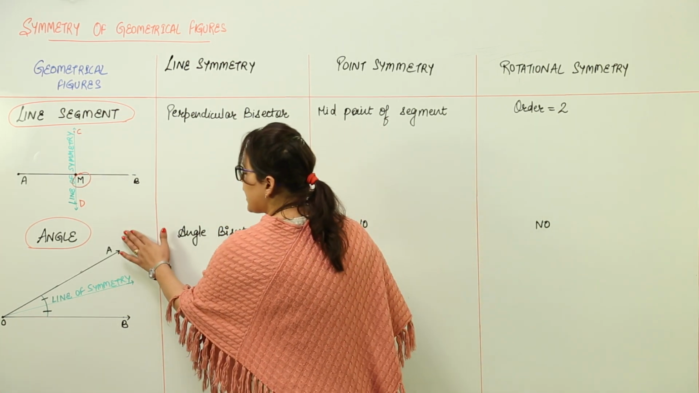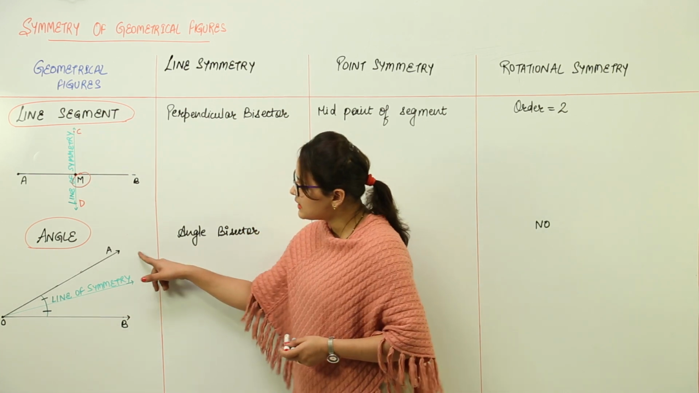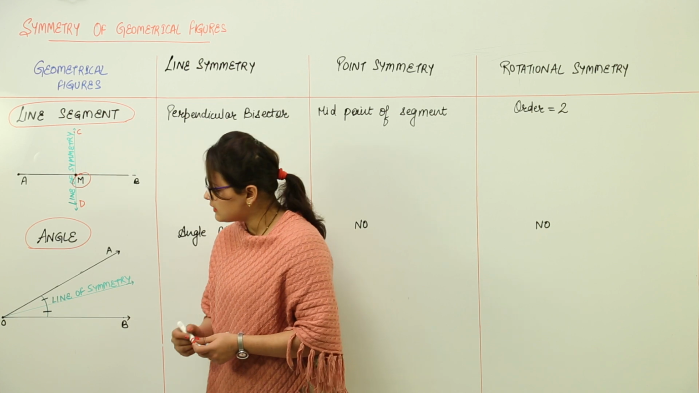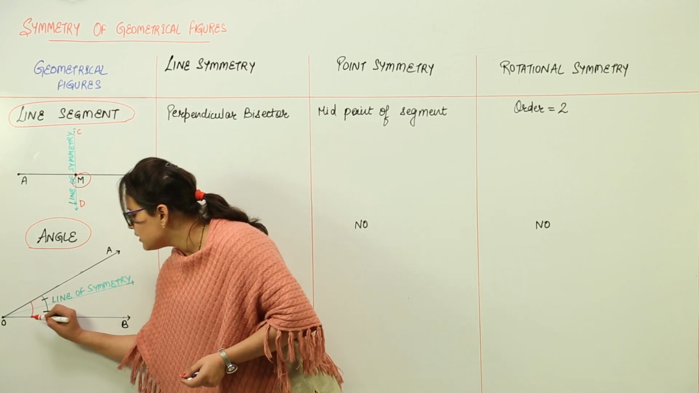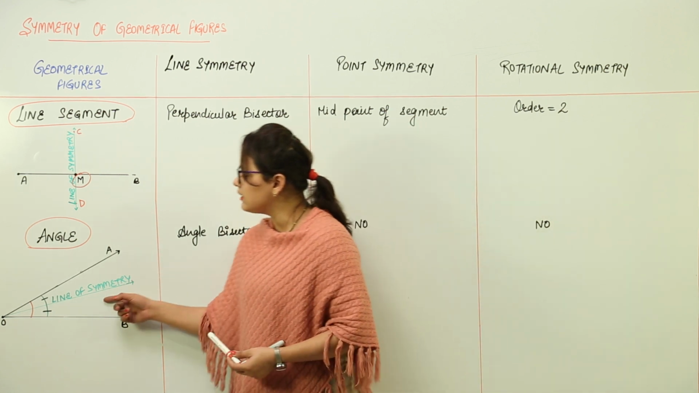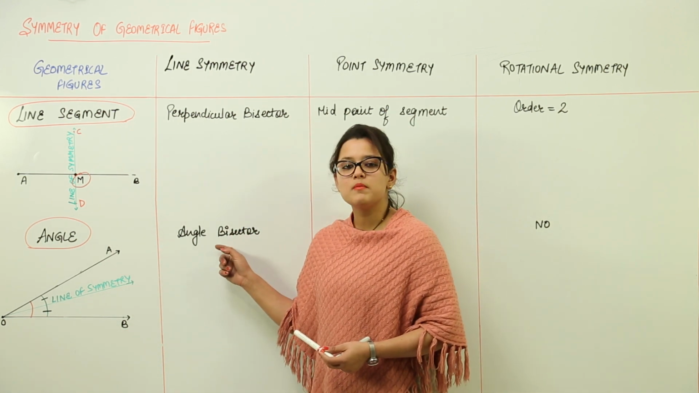Next we have the angle. Here angle is represented like this. You have angle AOB. This complete angle is angle AOB. Now what will be the line symmetry? The line symmetry for an angle is always its angle bisector.